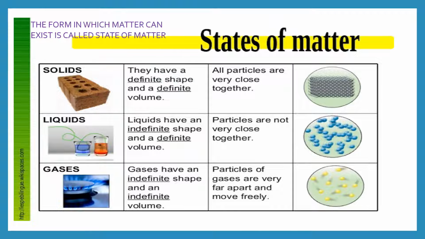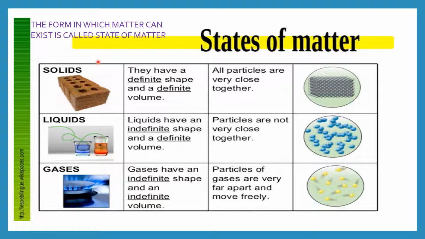So in the previous slide we have seen that what is matter, and the form in which matter exists that is called state of matter. So जिस form में matter exist कर सकता है उसे हम कहते हैं state of matter. So we generally matters की तीन state होती हैं: solids, liquids, gas.